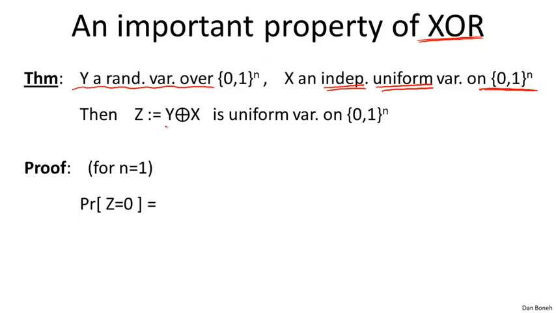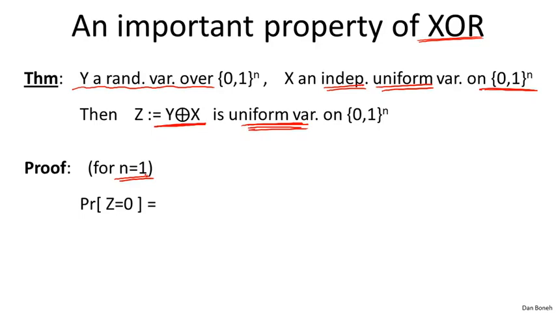So now let's define the random variable z, which is the XOR of x and y. Then I claim that no matter what distribution y started with, this z is always going to be a uniform random variable. So in other words, if I take an arbitrarily malicious distribution and I XOR it with an independent uniform random variable, what I end up with is a uniform random variable. This is a key property that makes XOR very useful for crypto. It's actually a very simple fact to prove. Let's just go ahead and do it. Let's just prove it for 1 bit, so for n equals 1.